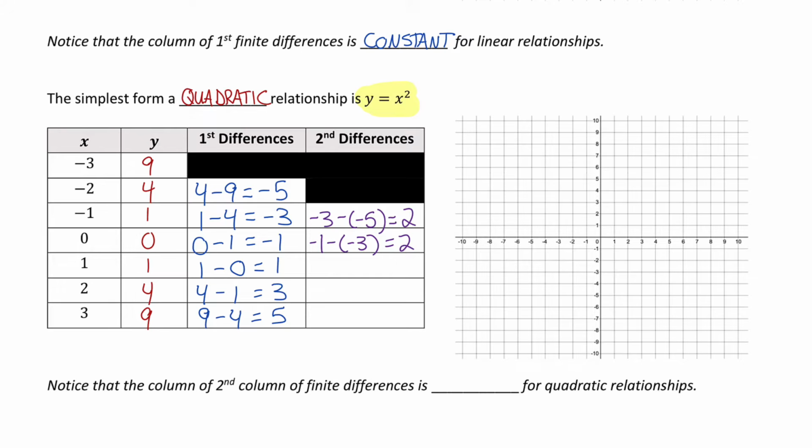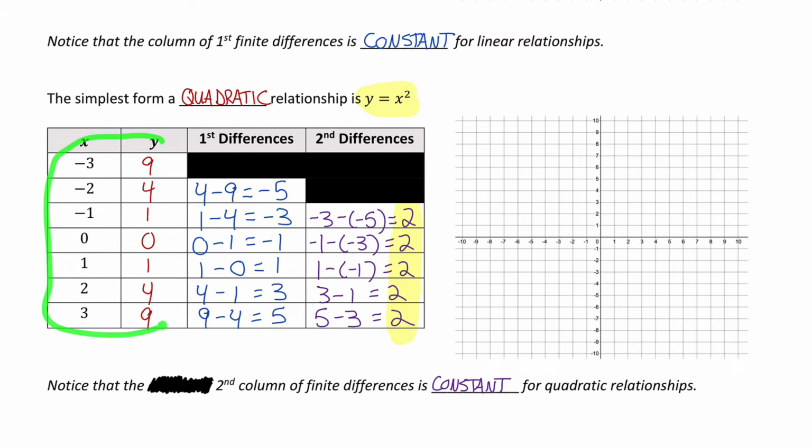And if I complete the rest of this column, I see that the second differences are all the same number. The second differences are constant. That means for quadratic relationships, the rate of change is not constant, but the rate of change itself does change at a constant rate, and that's indicated by the second differences being constant. So at the bottom here, notice it says that the second column of finite differences is constant for quadratic relationships. And if I plot all of these points for this quadratic equation, I'll see that quadratic relationships are non-linear. They actually form this U shape called a parabola.